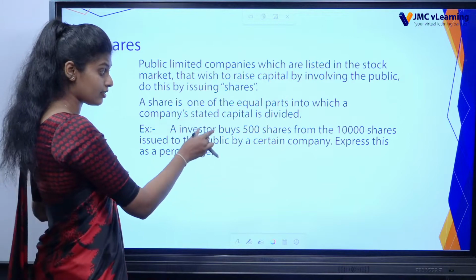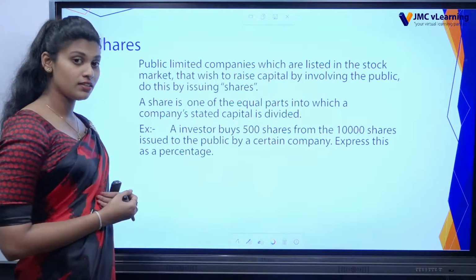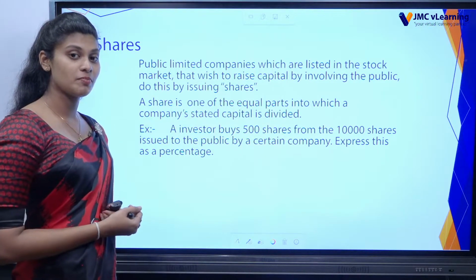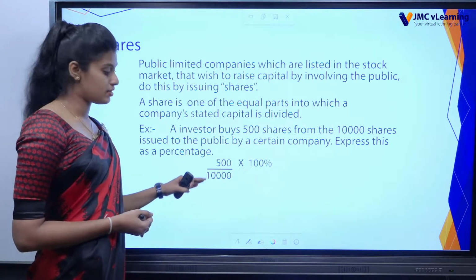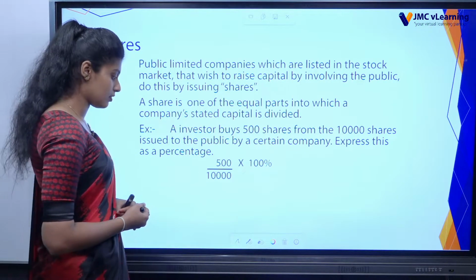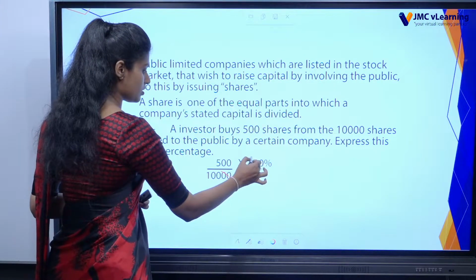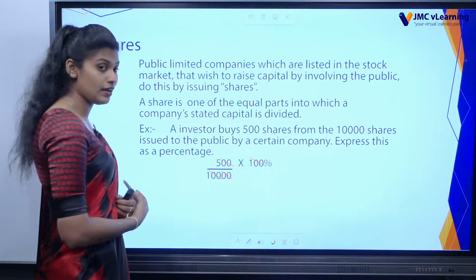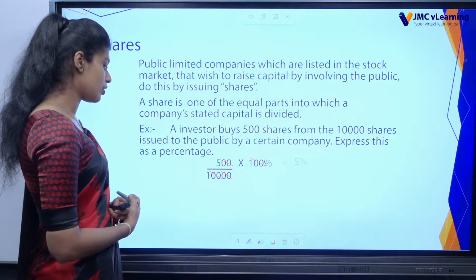First let's write this part as a fraction. Then to take the percentage, you have to multiply this by 100%. That means 500 over 10,000 into 100%. Let's simplify this one. We can cut these two zeros and these two zeros. Then the other two zeros. Left only 5. 5 into 1 is equal to 5%.